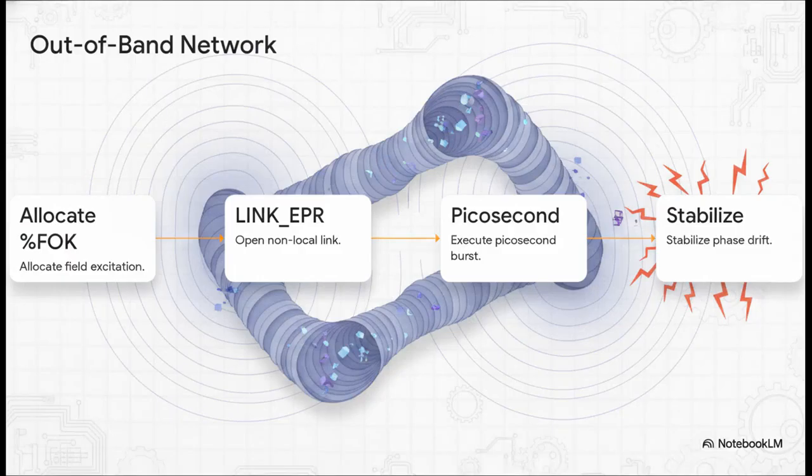Let's actually trace the signal path from excitation registers to final extraction. By explicitly routing data through microscopic Einstein-Rosen bridges using the link_EPR instruction, the system builds these uninterceptable out-of-band networks without ever traversing physical space. Data moves right from the memory registers straight into a non-local throat.